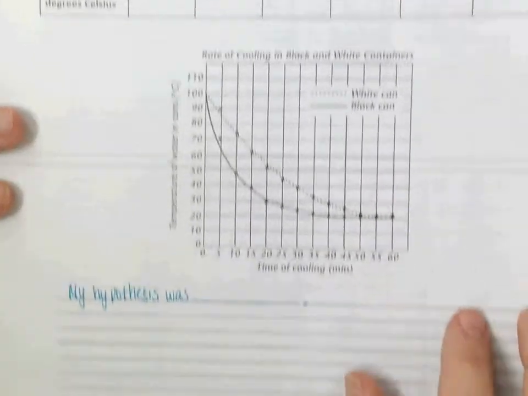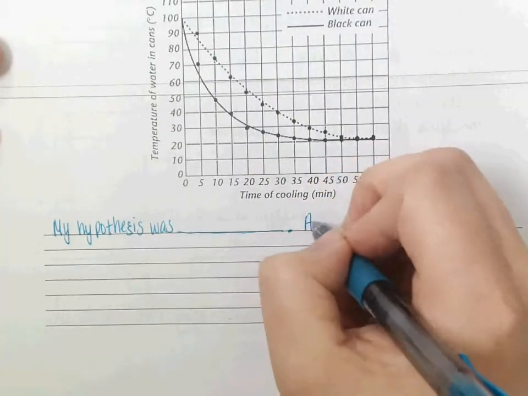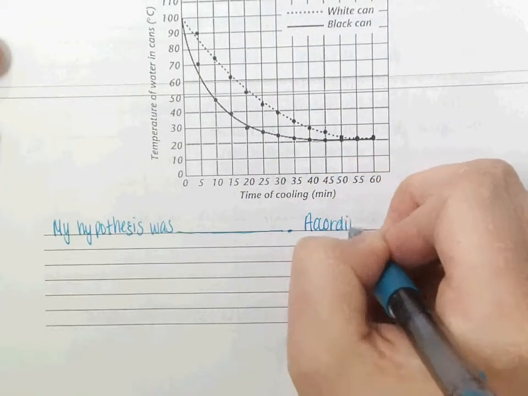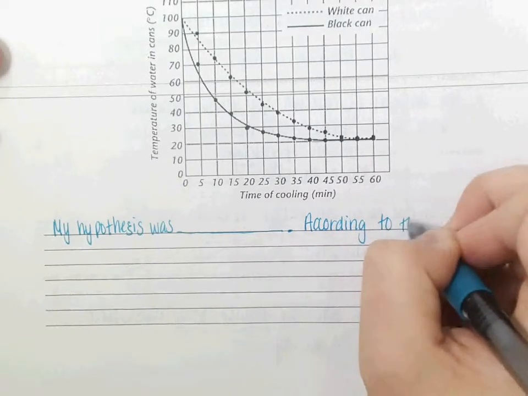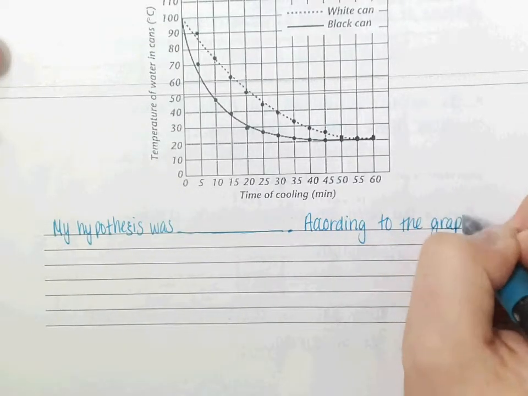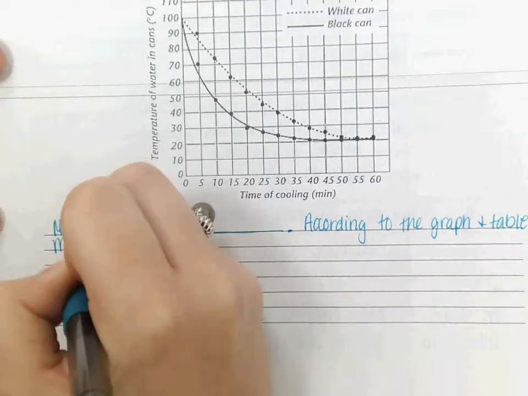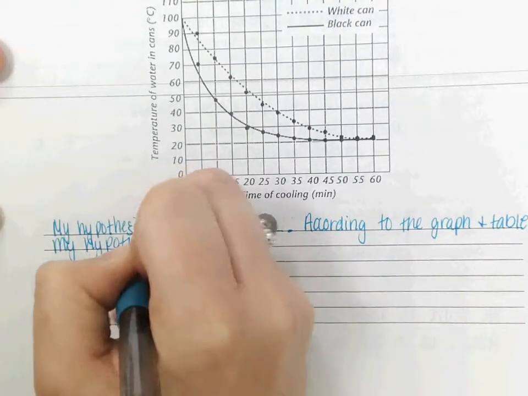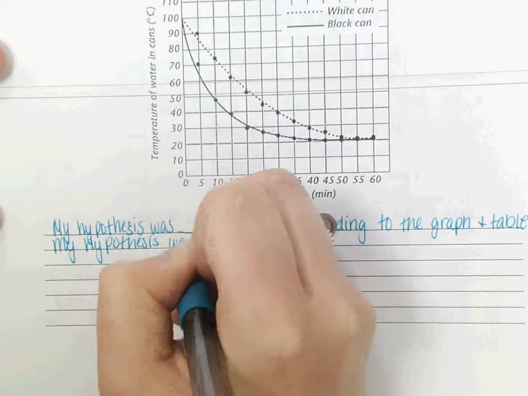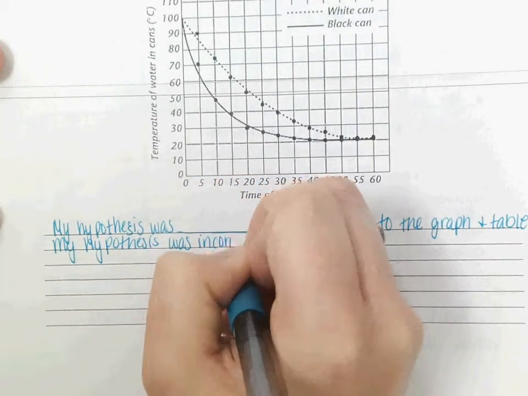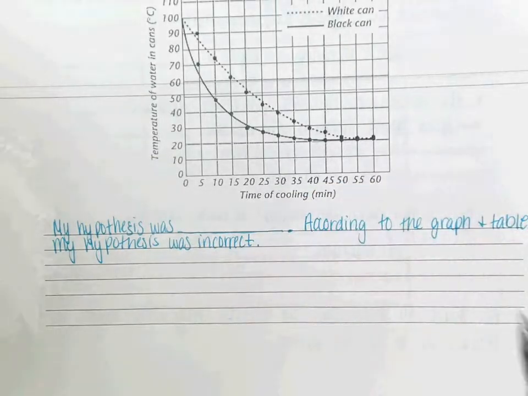So I'm going to say, according to the graph and table, my hypothesis was incorrect. So we have two sentences. We've done two parts so far.